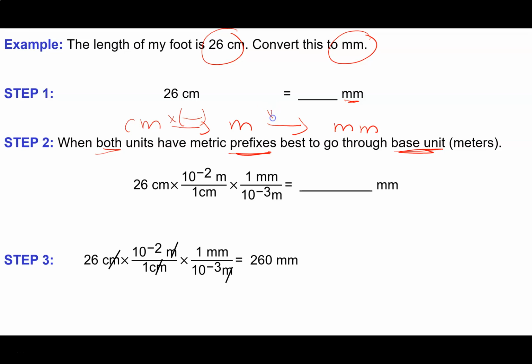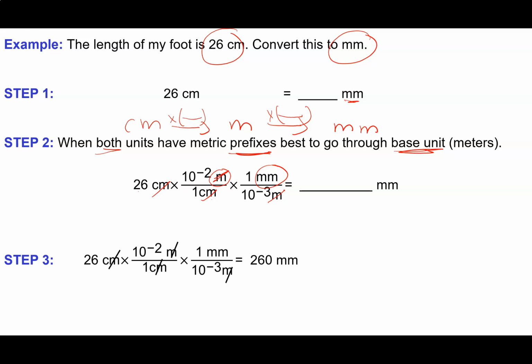There we go. Like so. Alright, so 26 centimeters times, and then we've got our divide sign, and then we want centimeters on the bottom. Boom. That gets us to meters, and then for meters we want to go into millimeters, so times 10 to minus 3 meters is the same as 1 millimeter. Meters cancels out, leaves me with millimeters. So I kind of know I've got it right.